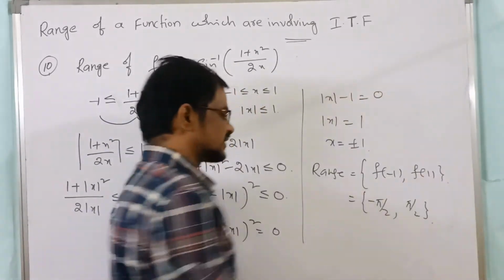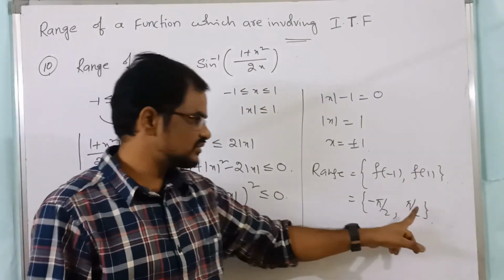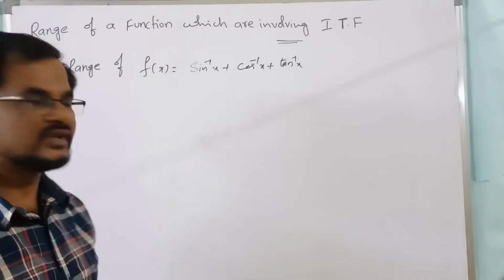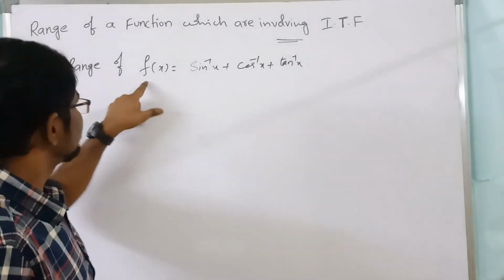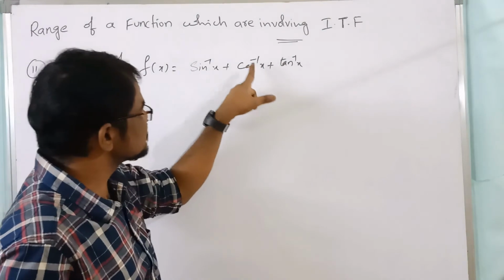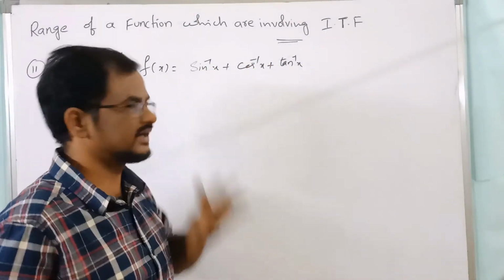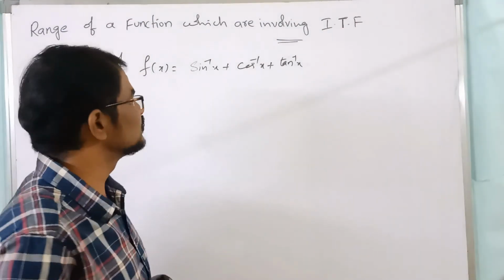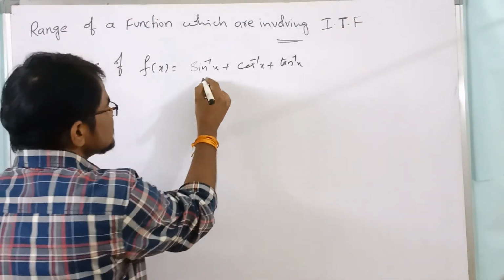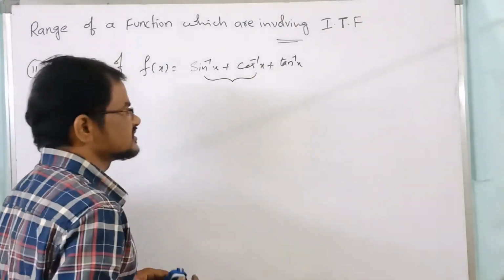So range is what? Minus pi by 2, pi by 2. Next problem. f of x equal to sine inverse x plus cos inverse x plus tan inverse x. Range of this function we have to find. For that what we have to do? Once you observe, here sine inverse x plus cos inverse x is there.